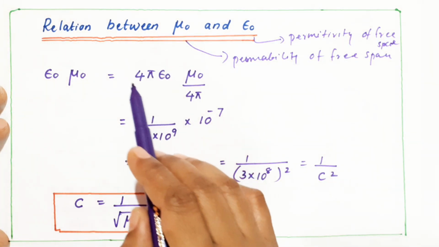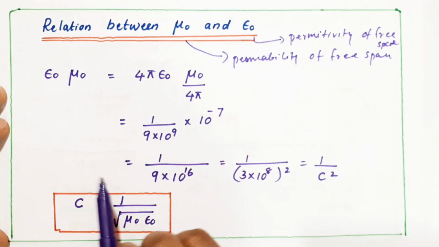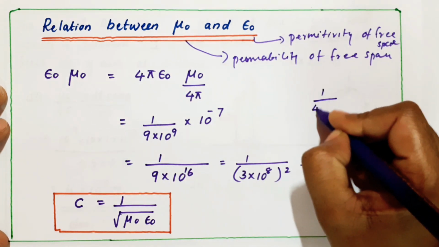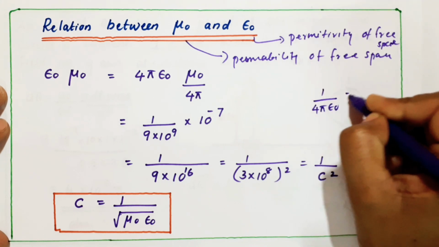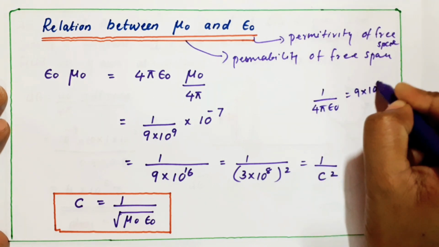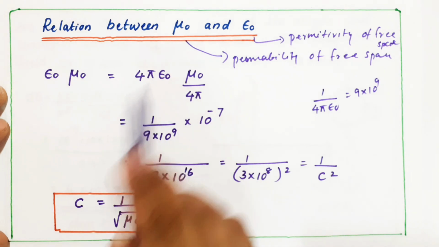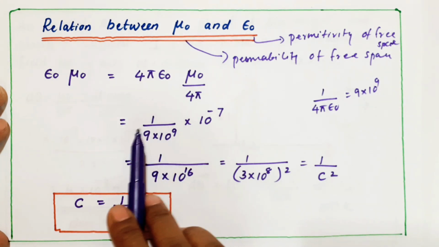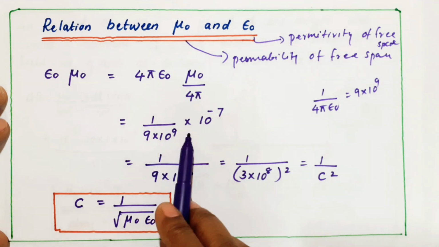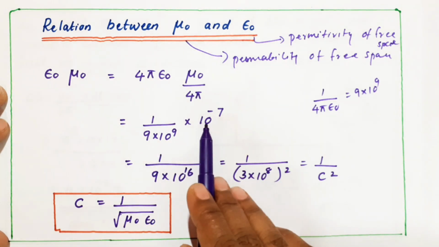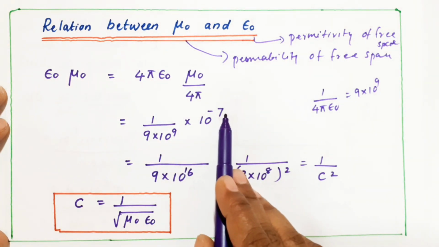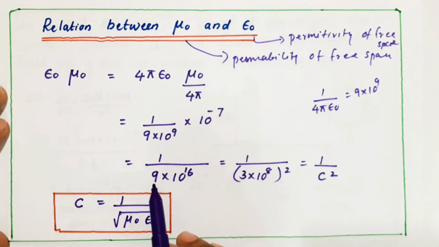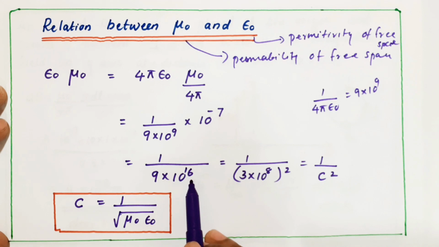Why are we doing this? Because I know the value of 4 pi epsilon 0. We learn in electrostatics that 1 by 4 pi epsilon 0 has a value of 9 into 10 to the power of 9. So 4 pi epsilon 0 I can write as 1 by 9 into 10 power 9, times mu naught by 4 pi. I told you now it is 10 power minus 7. This minus 7 will come down, so it becomes 1 by 9 into 10 power 16.